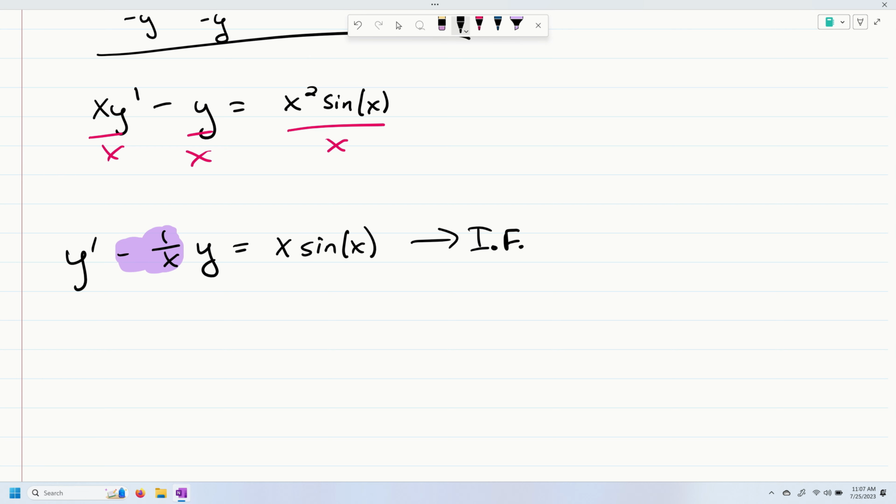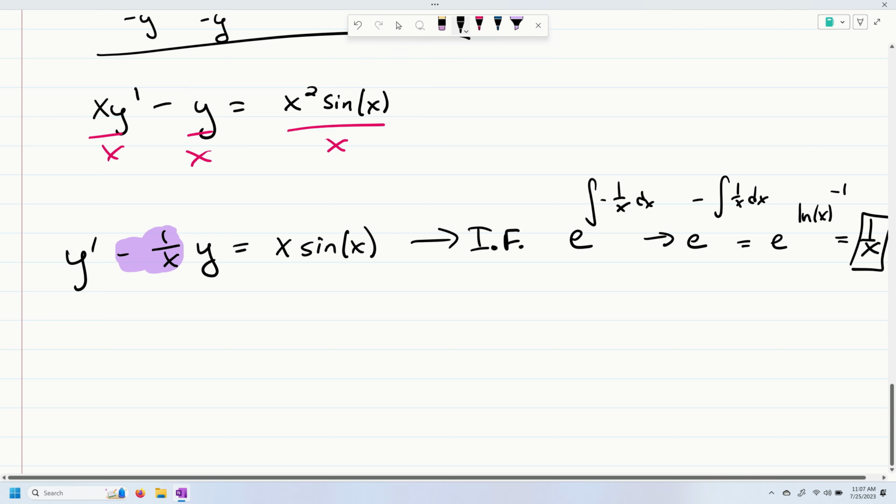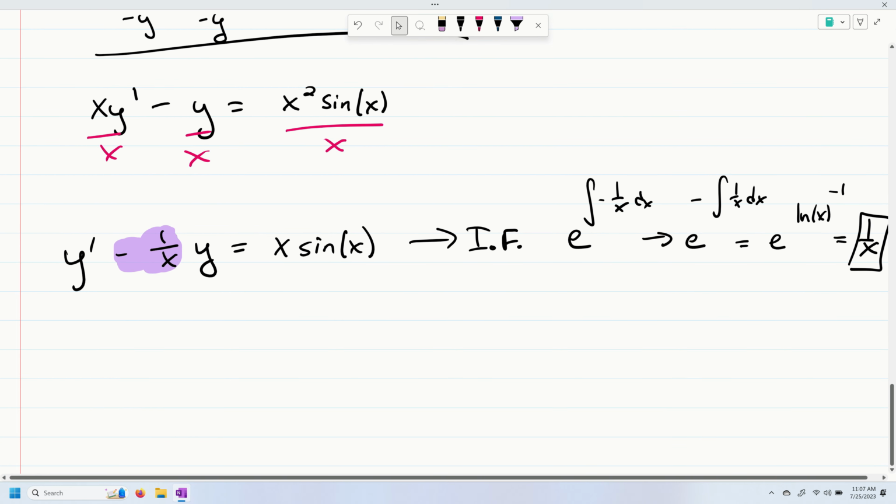I'm going to put I.F. will be e to the integral of negative 1 over x dx, which I'm going to pull the negative out front. All right, we know the integral of 1 over x dx is going to be the ln of x. But because you have this negative sign out front, we're actually going to move that up as the exponent, and you end up getting 1 over x as an integrating factor.